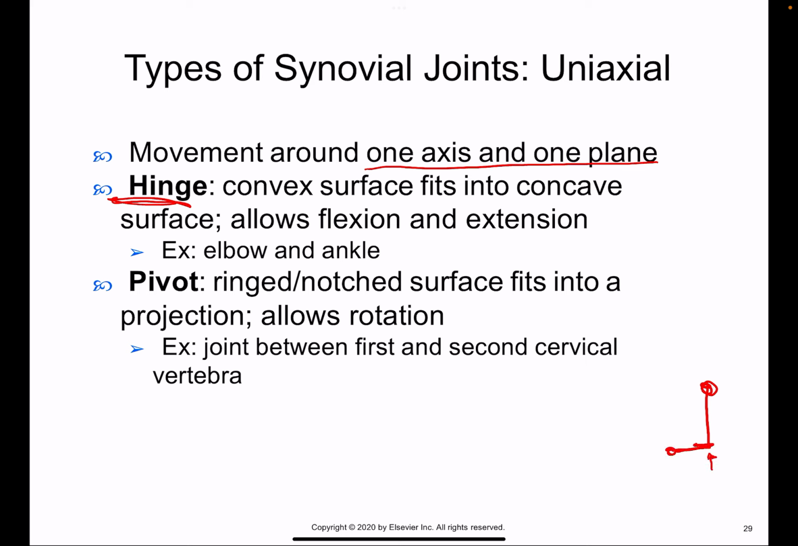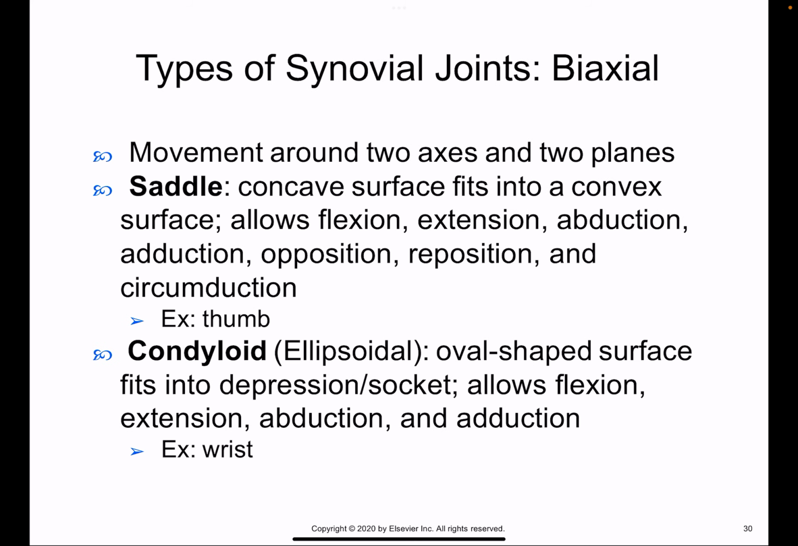Right there. It's going to go like that. Flexing, and it's also going to extend. Right now, it is a convex surface, so it's going to fit into a concave surface, creating the movement, making it possible. Now for the pivot joint, this is a hinged notched surface that fits into a projection and allows rotation. For instance, the first and second cervical vertebrae.